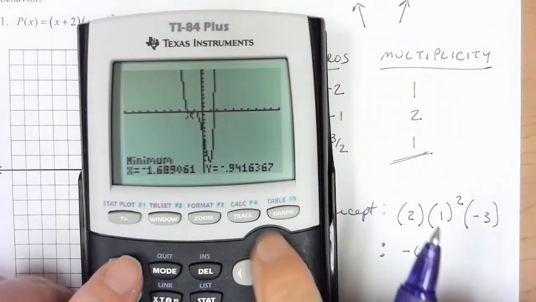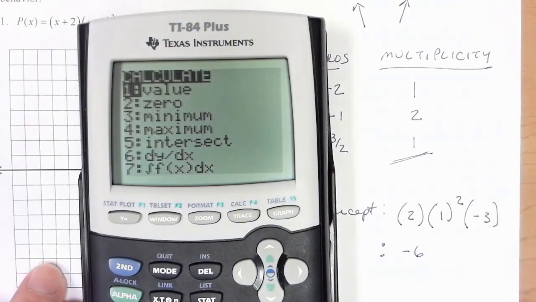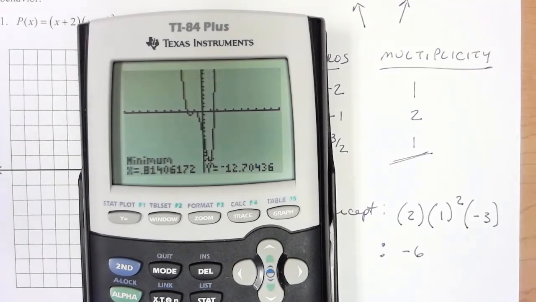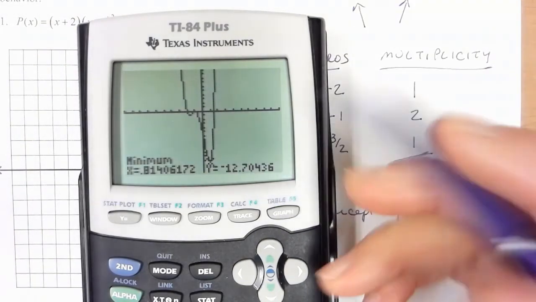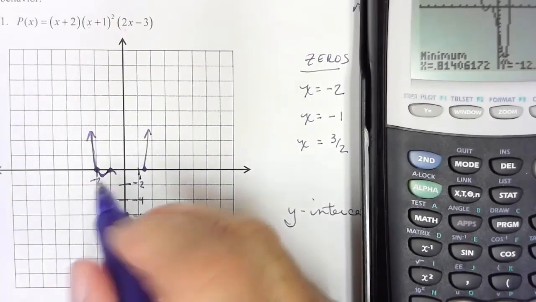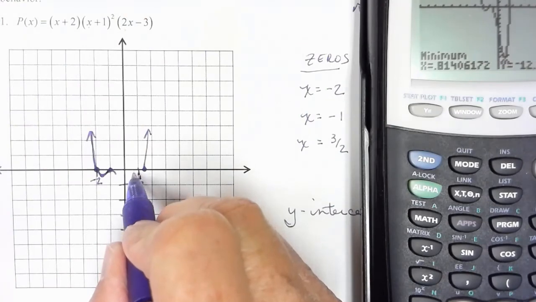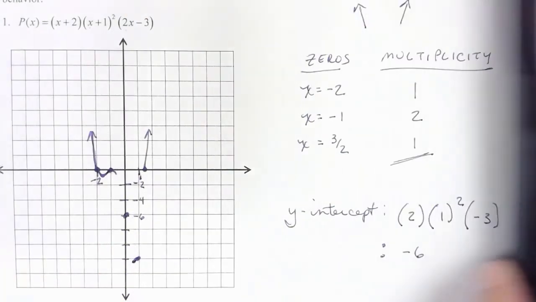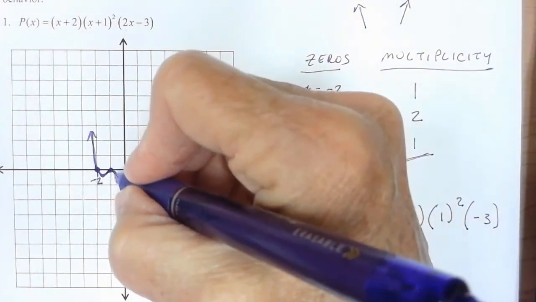Got another minimum over here. Let's see what it is. Second trace for the calc menu, number 3, and it's between 0 and 2. We'll put 2. So x is 0.8, y is -12.7. So 0.8, -12.7. Oh, it's just about right there. So let's sketch it.